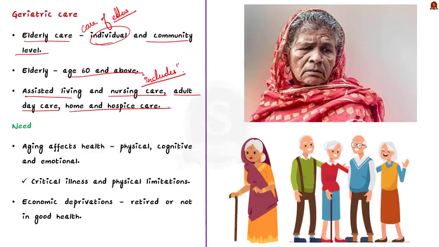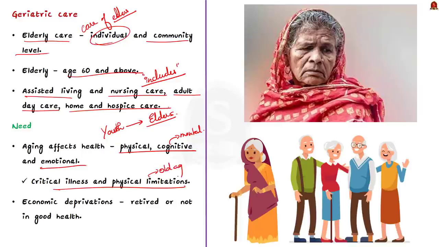See, today we may be youngsters, but tomorrow we'll also become elder people, right? So at that time, aging affects the health. There will be physical problems, cognitive and emotional problems. Cognitive in the sense, mental related issues. Particularly, health will decline as various diseases and physical limitations accompany old age. This increases their need for enhanced health care at all levels. And that is exactly why geriatric care is important. Now let's move on to the second reason.